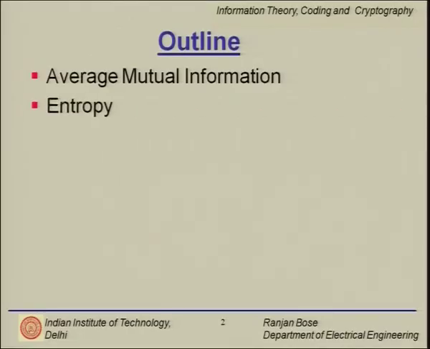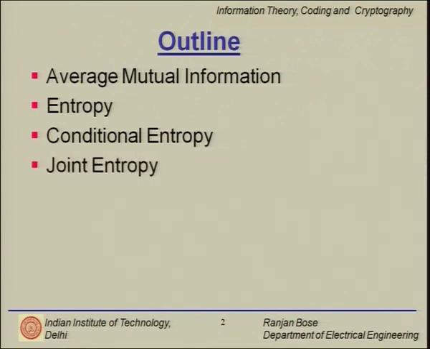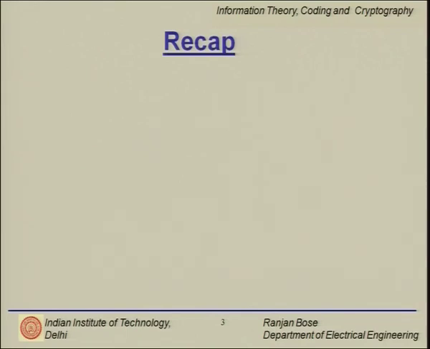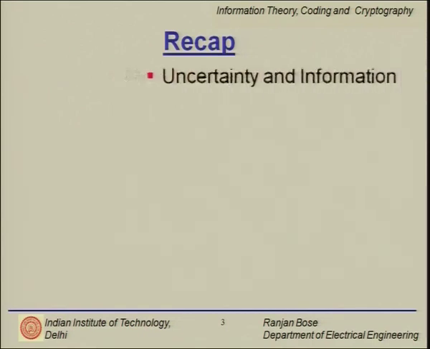Let's start with a brief outline for today's talk. We will revisit average mutual information that we covered briefly in the last class. Then we will introduce the concept of entropy. Then we will move over to something very interesting, conditional entropy, followed by joint entropy, and then we will look at some examples. So, let us start with a brief recap of what we did in the last class, and we will see if there are any questions.